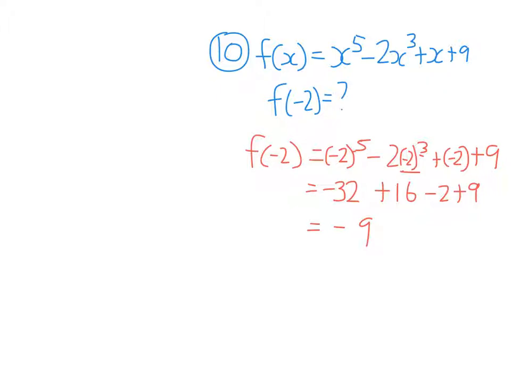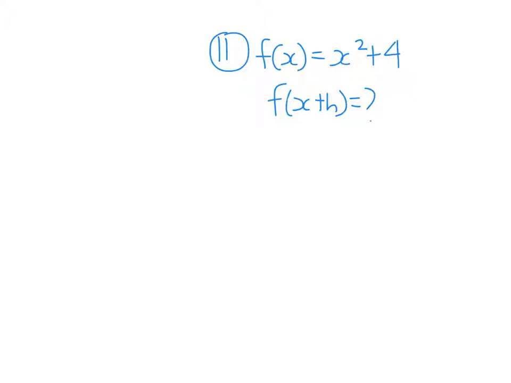Let's go now and do question 11. So in question 11, we're given a different polynomial, f(x) equals x squared plus 4, and we're asked to find what f of x plus h is equal to. So this is a polynomial because the powers of x are all non-negative integers. Power here is 2. 4 is the same as 4x to the power of 0, power 0.